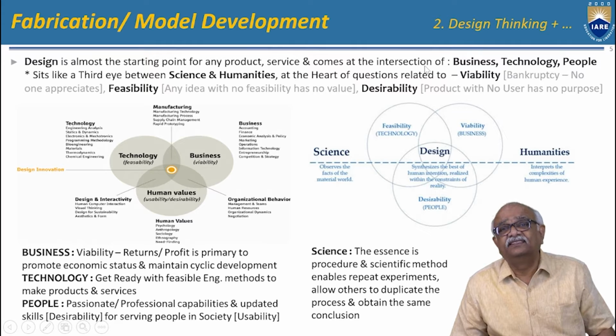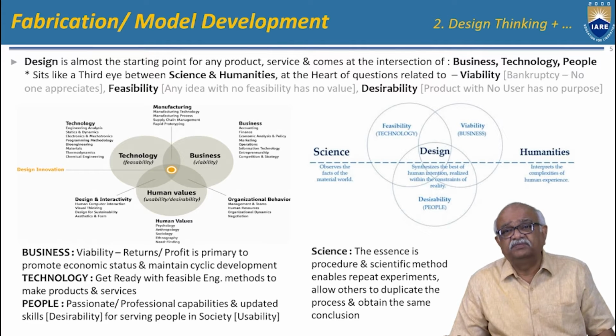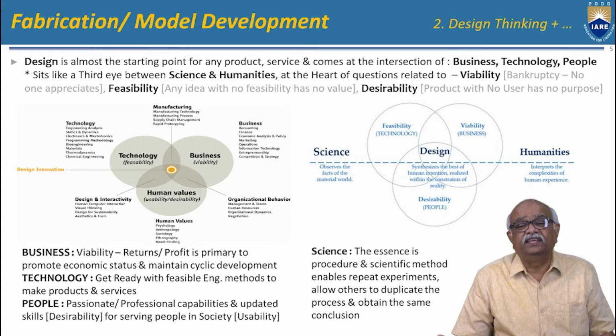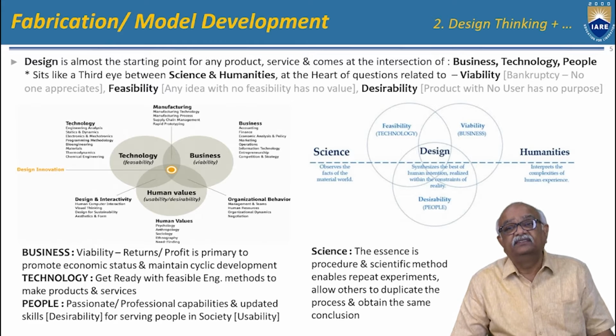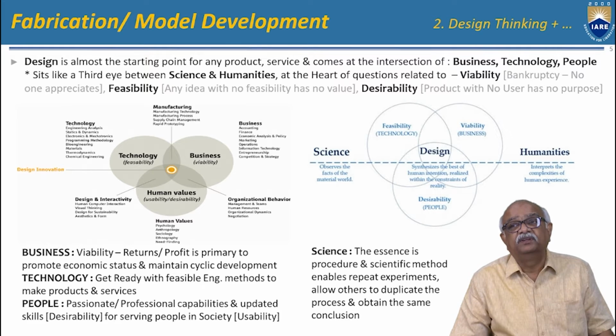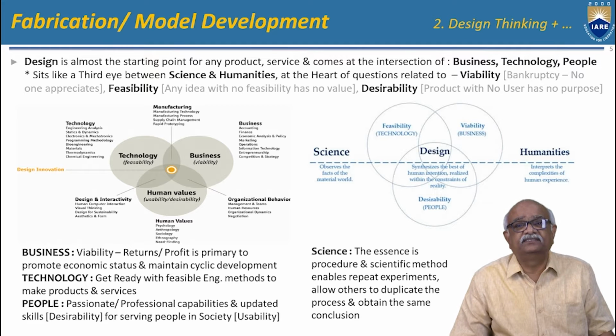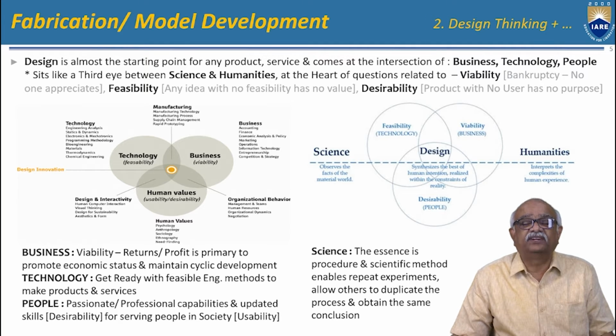So if you see the design, it comes at the intersection point of three things. One is business. That is the main thing where you look at viability. Viability means when you make it, there should be a resource, money. When the resource is converted, money should come so that it can be reinvested. That is a cyclic development. Otherwise, if money is not returned, the cyclic development will be very difficult and it will die. And nobody appreciates a bankruptcy or a company starting and dying. So viability is very important.